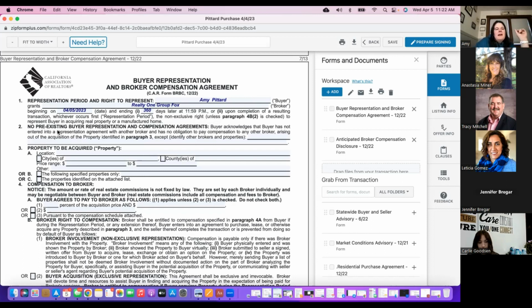Okay. No pre-existing buyer representation and compensation agreements. The buyer acknowledges that the buyer has not entered into a representation agreement with another broker and has no obligation to pay compensation to any other broker arising out of the acquisition of property identified in paragraph 3, except, and here's where you would identify other brokers or properties. So if they had a previous buyer broker agreement, that's where you would put in that information here on line 2.